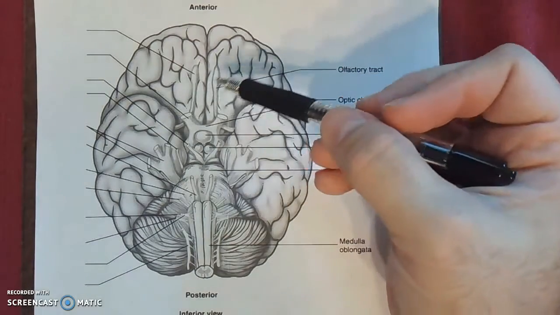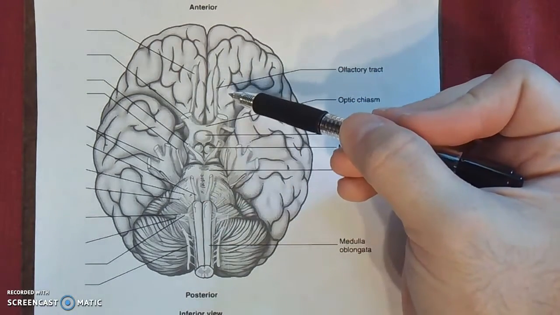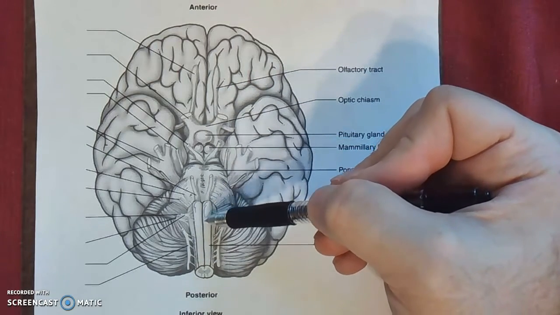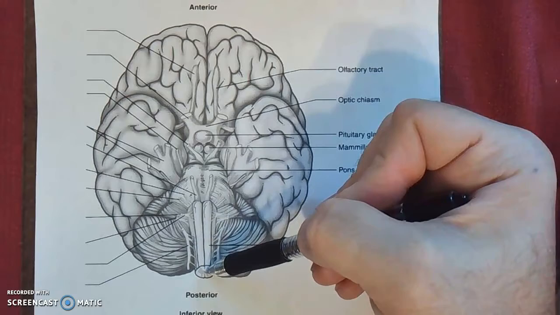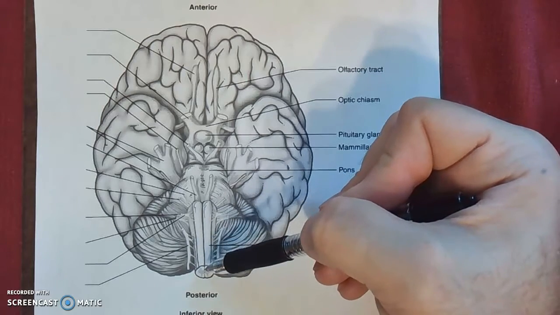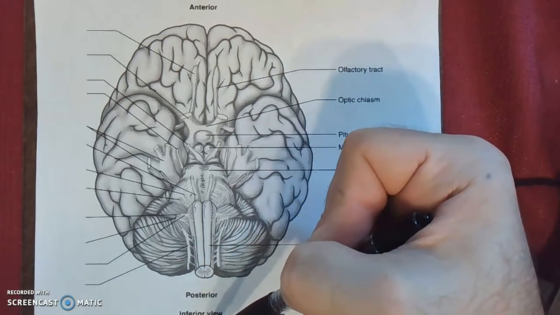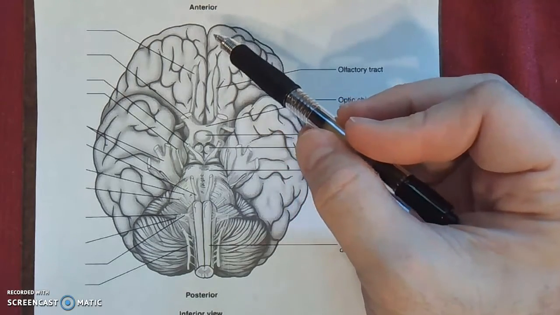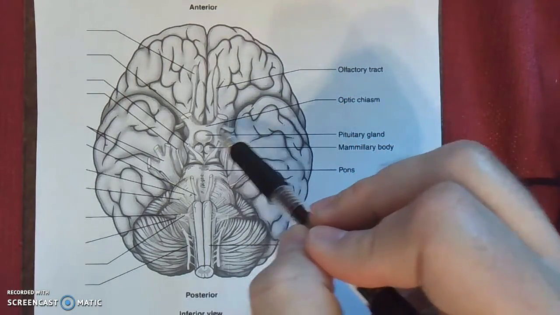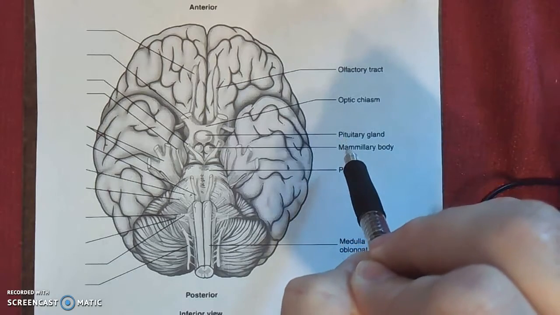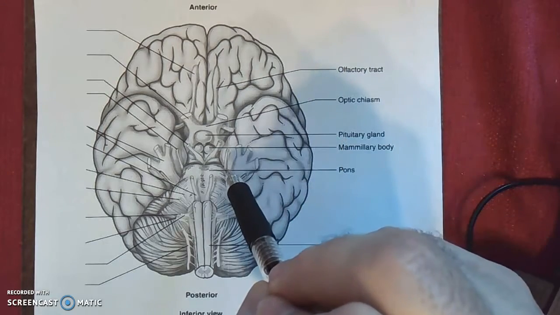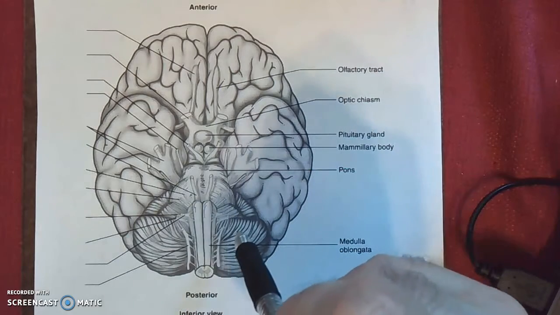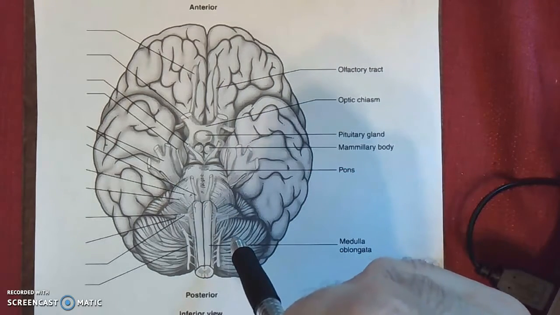So here we have the inferior view of the brain. So this would be the base of the brain. Right here is the medulla oblongata, and it forms the top part of the spinal cord, and then the spinal cord would come down here. So this would be the forehead region. And right here in the middle is our pituitary gland, mammillary bodies, and pons. So here is the cerebrum, here is the cerebellum, or the back of the head.